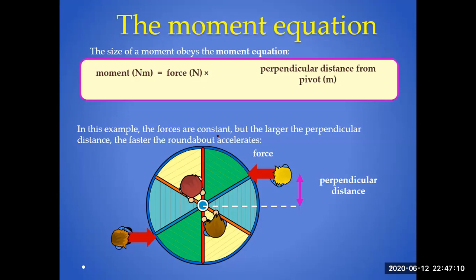In this example, the forces are constant, but the larger the perpendicular distance, the faster the roundabout accelerates. Look, if you come to the center and apply force at this point, you will be unable to produce rotation in the body, because the value of r, the moment arm, will be zero, and zero means no torque is produced. You can try it. If you are applying force exactly at the point of rotation, and anyone asks what you are doing, your answer will be, I am trying to produce some rotation. They will say, no, you can't produce rotation.